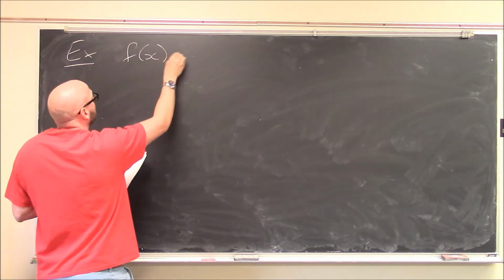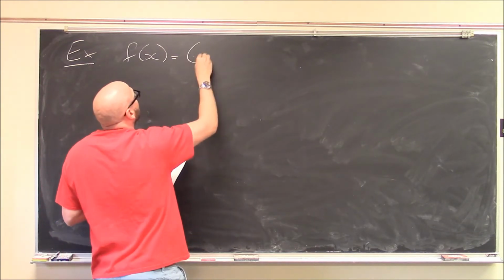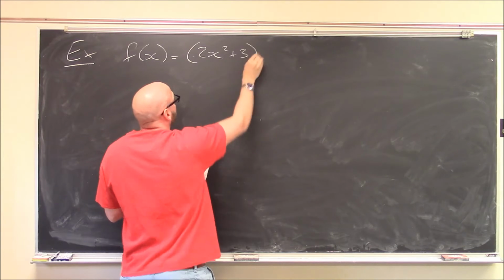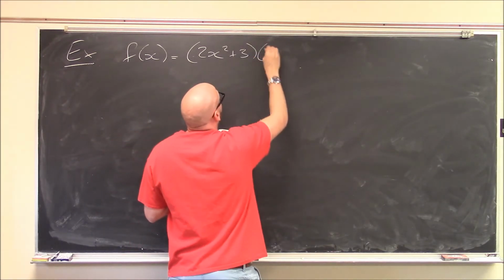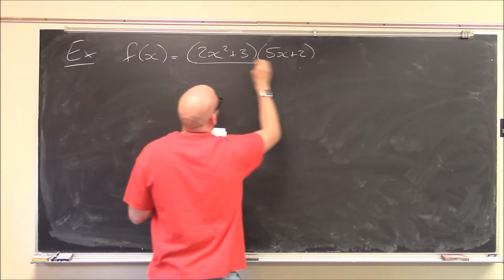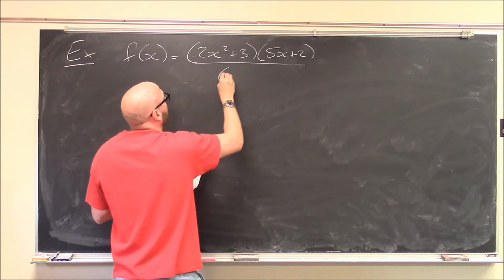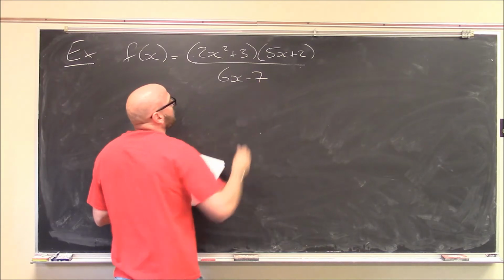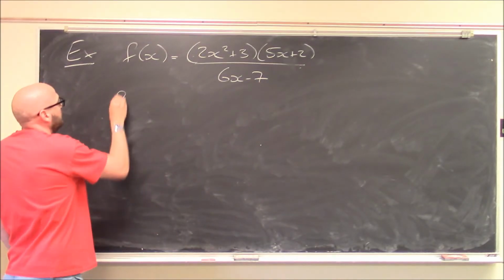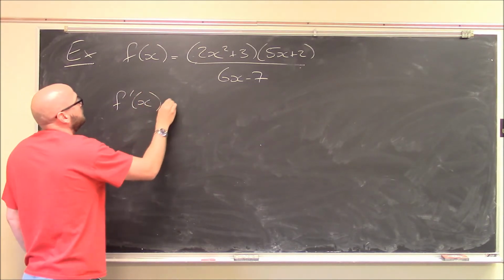All right, so here's our function: 2x squared plus 3, times 5x plus 2, over 6x minus 7. And I want to find the derivative.